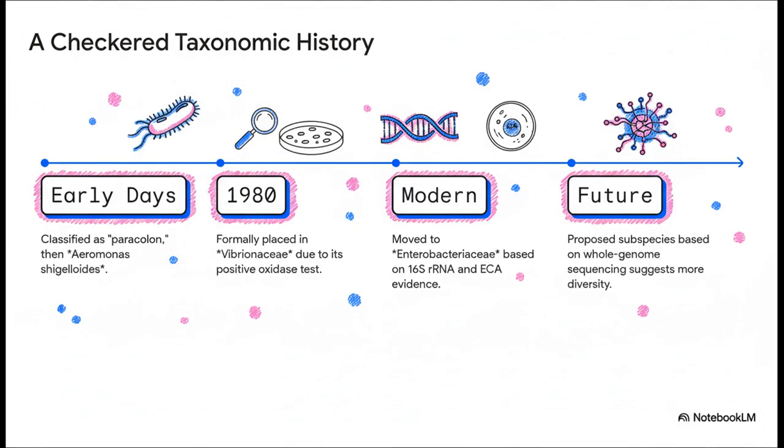So, its history is pretty wild. For years, it was lumped in with the Vibrionaceae, which makes sense, right? It's oxidase-positive and lives in the water. But then, molecular methods came along and, whoa, everything changed. Based on 16S rRNA sequencing and the fact it has the Enterobacterial common antigen, it got moved firmly into the Enterobacteriaceae. This dual identity is what we have to grapple with.